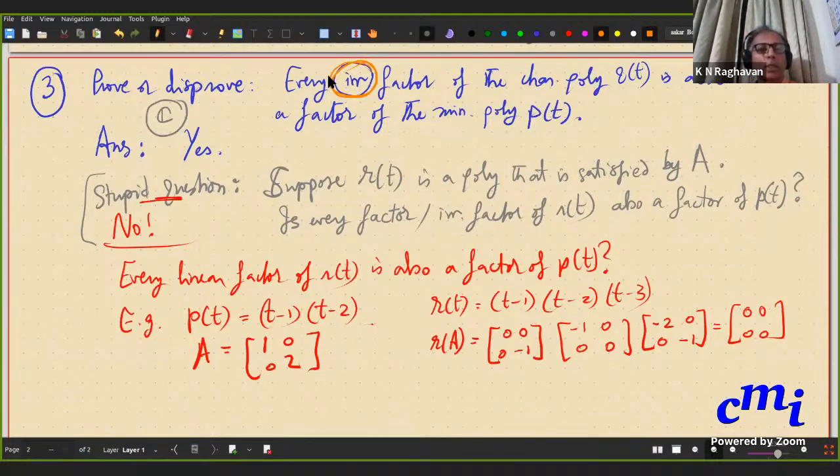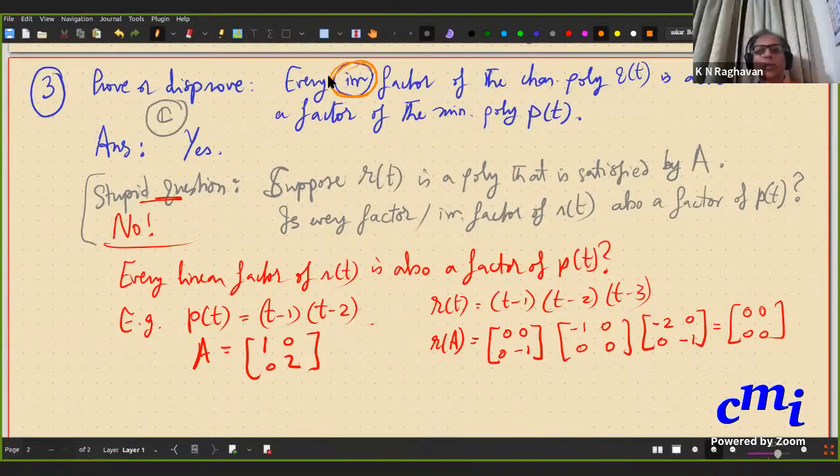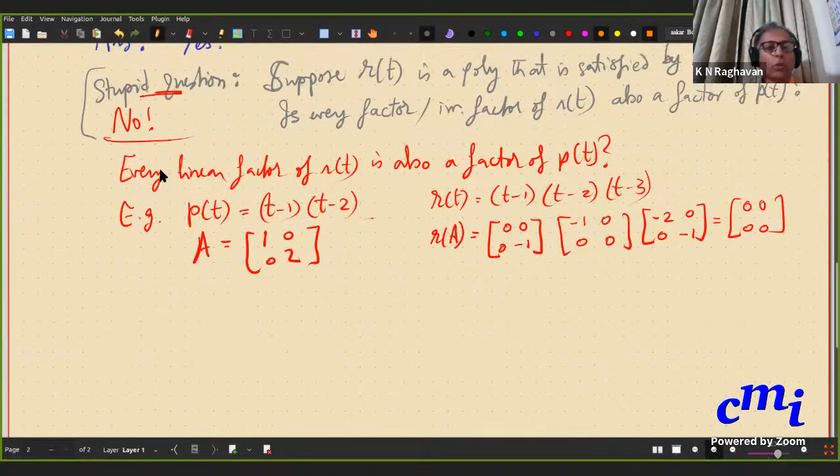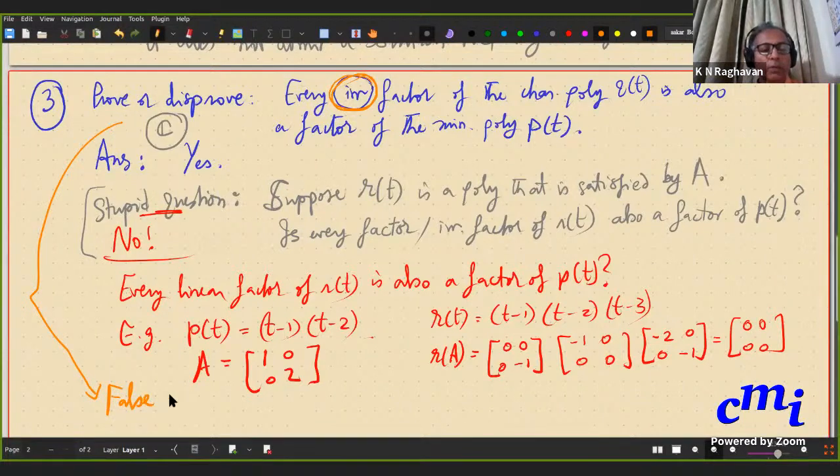Smart answers to stupid questions. I don't know if you have heard that phrase. So what is the smart answer to this? You're right, it's not true, and it's important that it be the irreducible factor. And what you said is also correct: the power could be higher, right? But here is what: take q(t) itself. That's a factor that need not divide the minimal polynomial. So an example would be, take the identity matrix. Once again, let me write it in this color. So this is false if we remove the irreducible.